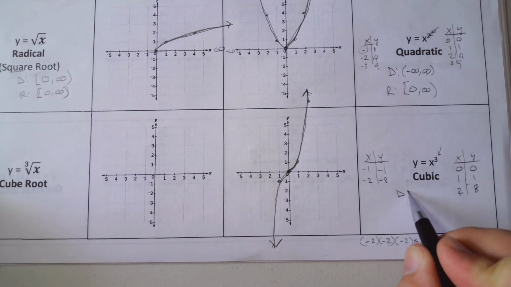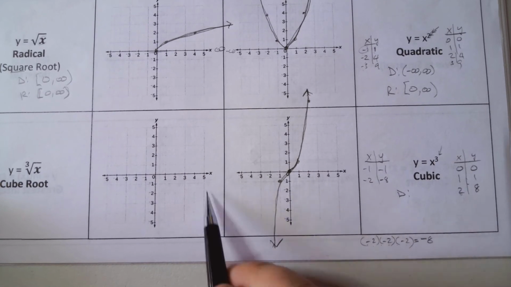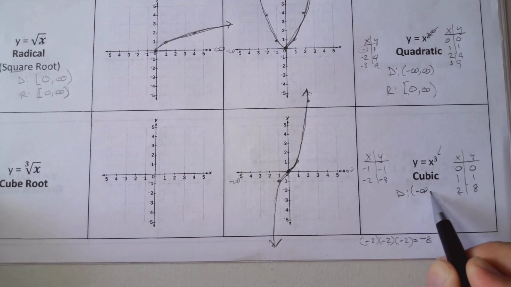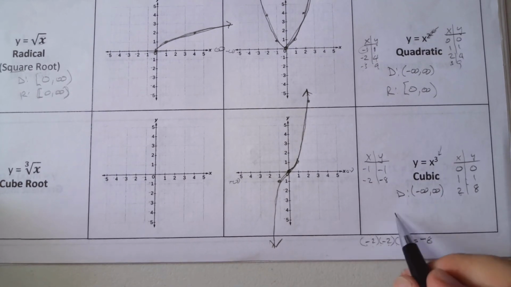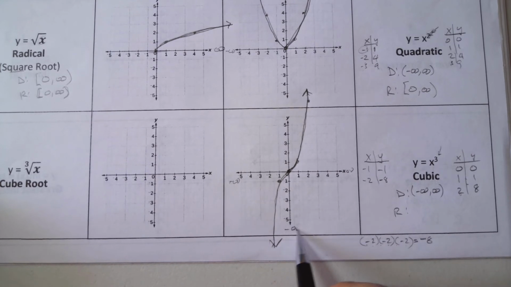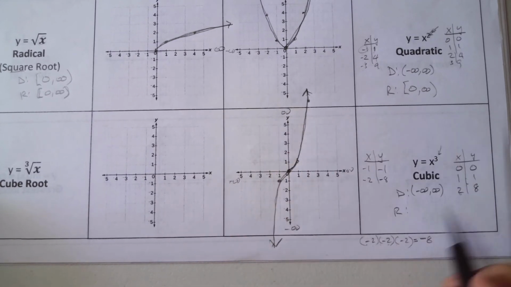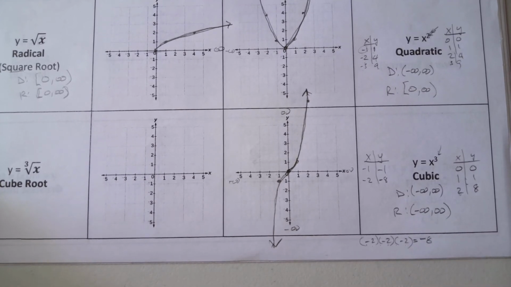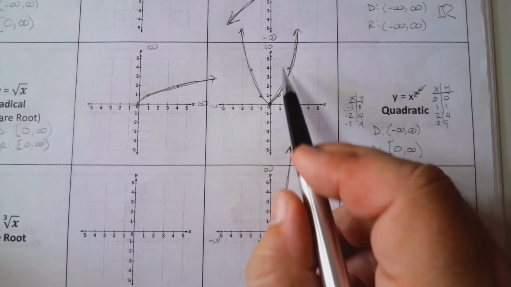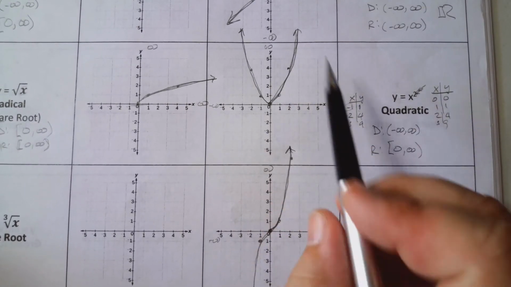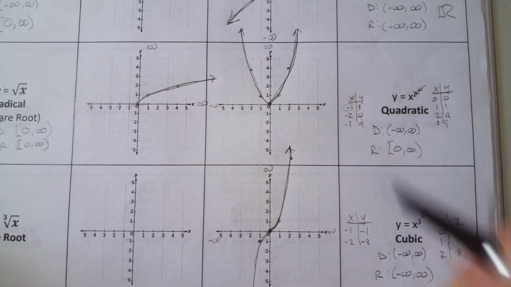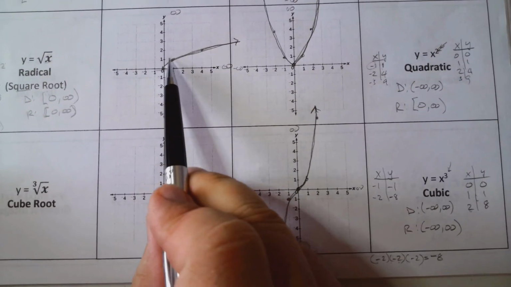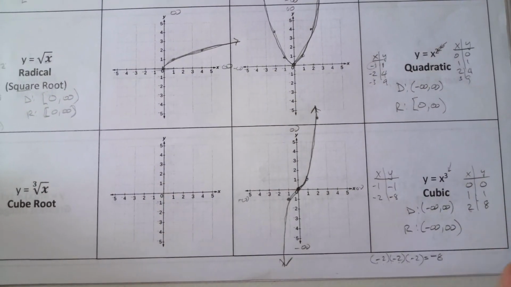The domain of a cubic function, x can go to negative infinity. It keeps on going. It goes to positive infinity. So it's negative to positive infinity. Likewise, the range keeps on going down to negative infinity or up to positive infinity. Notice how the quadratic, the square number, and the cubic both have a direction. The radicals now are turned over on a side.